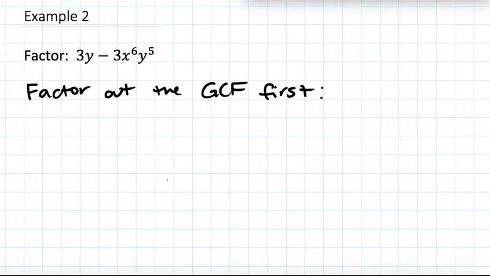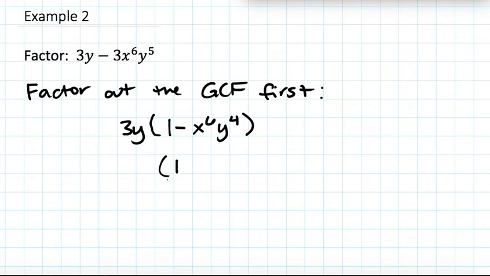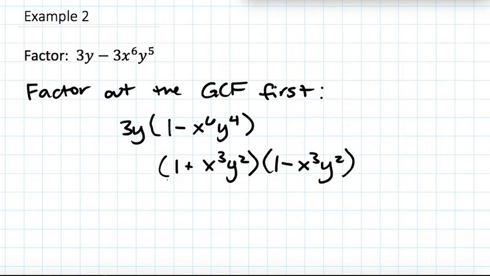So in this case, my GCF is going to be 3y, and then that's going to leave me with 1 minus x to the 6th, y to the 4th. So now, this set of parentheses I can factor using difference of squares. So it's going to be the square root of 1, which is 1, plus, divide exponents by 2, I get x to the 3rd y squared, and then copy that same thing over, just change the sign in the middle to a minus sign. And then lastly, what I need to do is put the GCF on the outside.